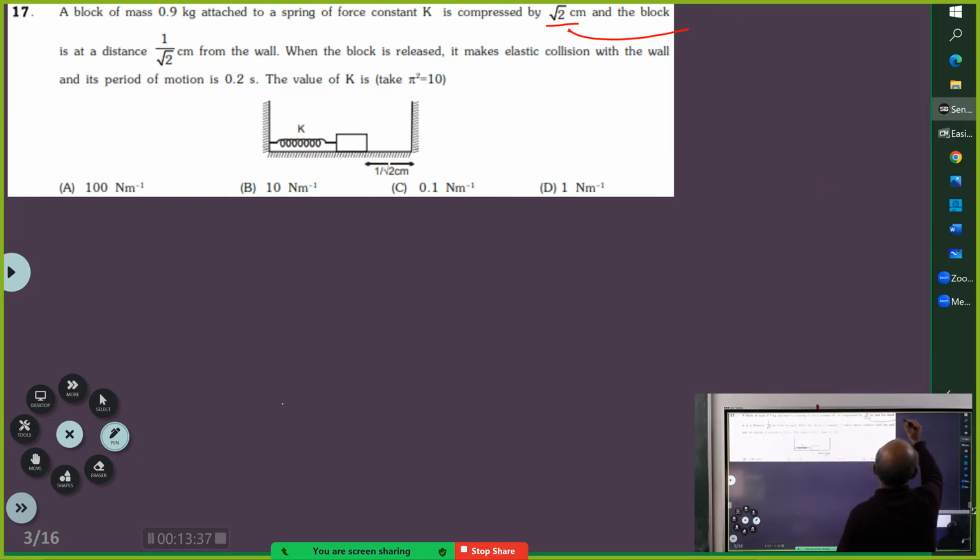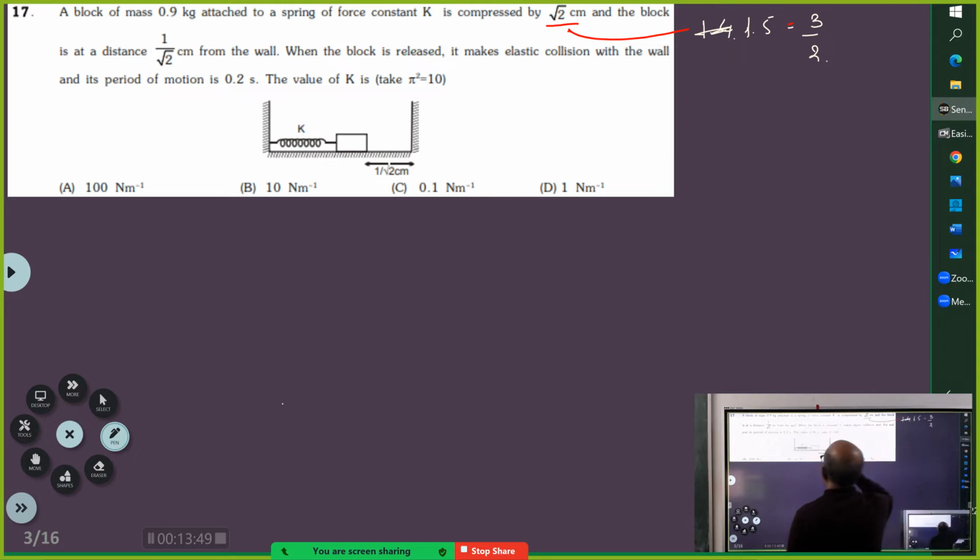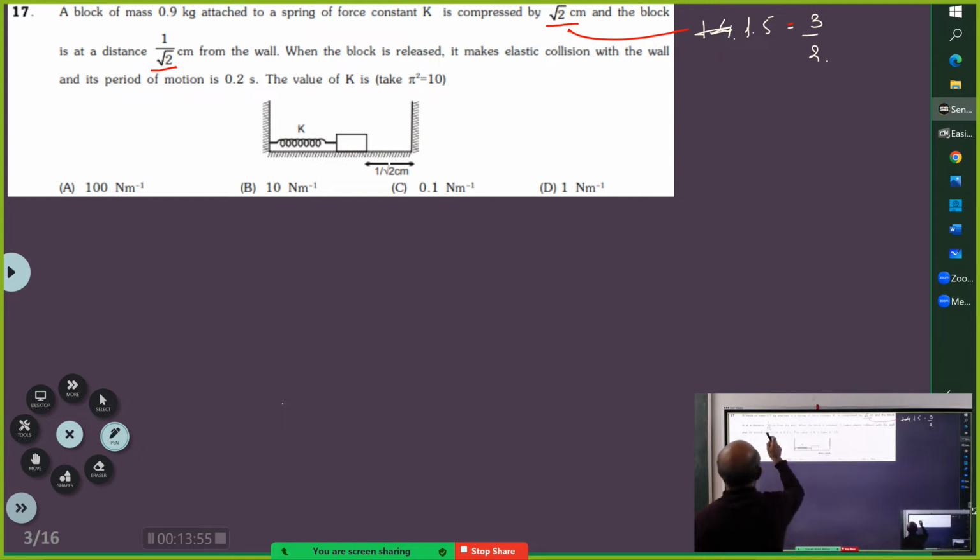For the time saved, 1.4. This 1 by root 2, 1 by root 2 becomes what? So 1.4, I write it as 1.5. This 1.5 I can write as 3 by 2. This 1 by root 2 value, you can write it as what? That becomes 2 by 2. Correct? Just to get an idea.